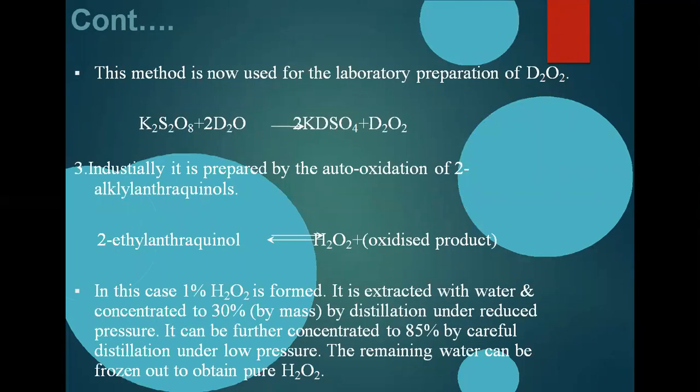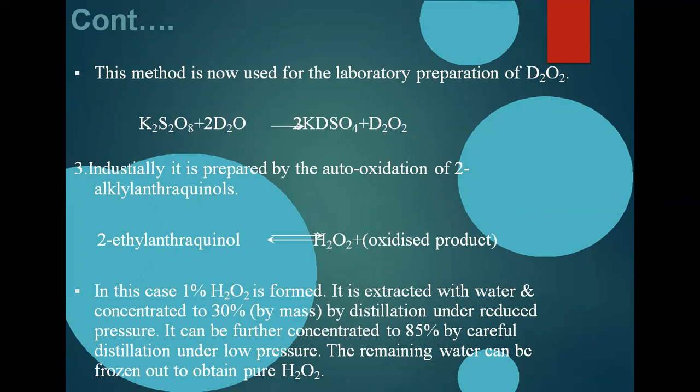This method is now used in the laboratory for preparation of H2O2 from K2S2O8 with two molecules of H2O, and we will obtain H2O2 along with two molecules of KHSO4. Industrially, it is prepared by auto-oxidation of 2-alkylanthraquinol, which gives hydrogen peroxide plus an oxidized product.